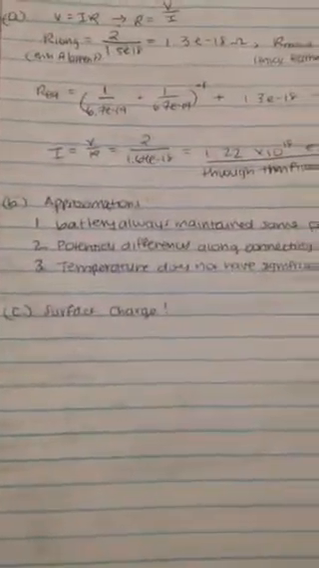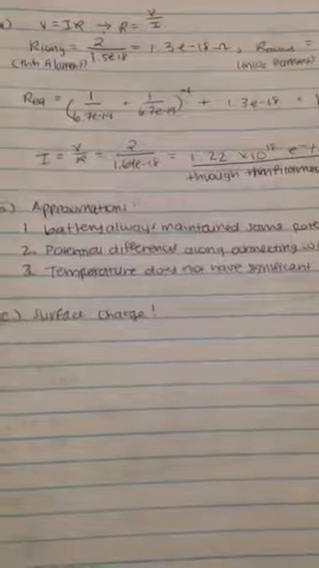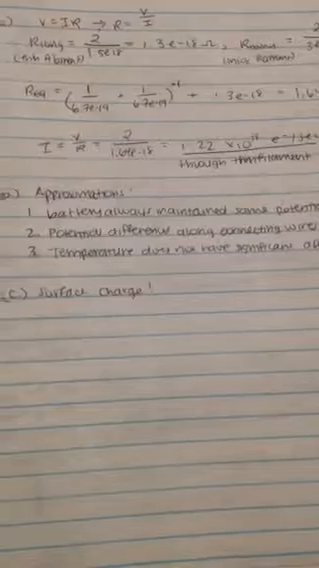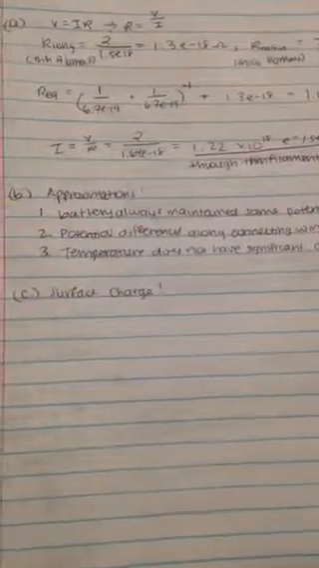For part B, it's asking what approximations or simplifying assumptions I made. I assumed that the battery always maintained the same potential difference across itself, that the potential differences along the connecting wires are negligible, and that the temperature changes don't have a significant effect on the electrons per second flowing through the thin filament bulb.